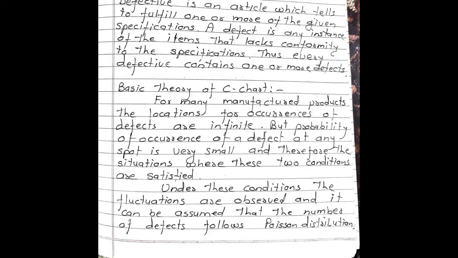Now, the basic theory of the C chart. For many manufactured products, the locations for occurrences of defects are infinite, but the probability of occurrence of a defect at any spot is very small. Under these two conditions, fluctuations are observed, and it can be assumed that the number of defects follows Poisson distribution.